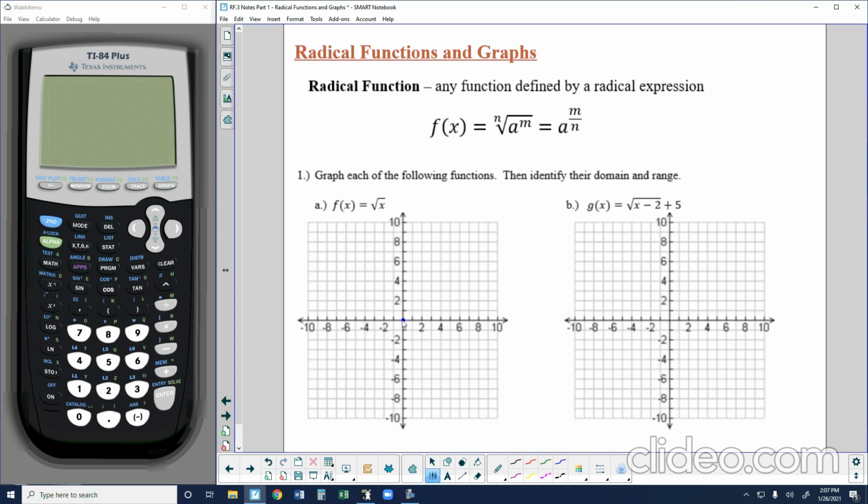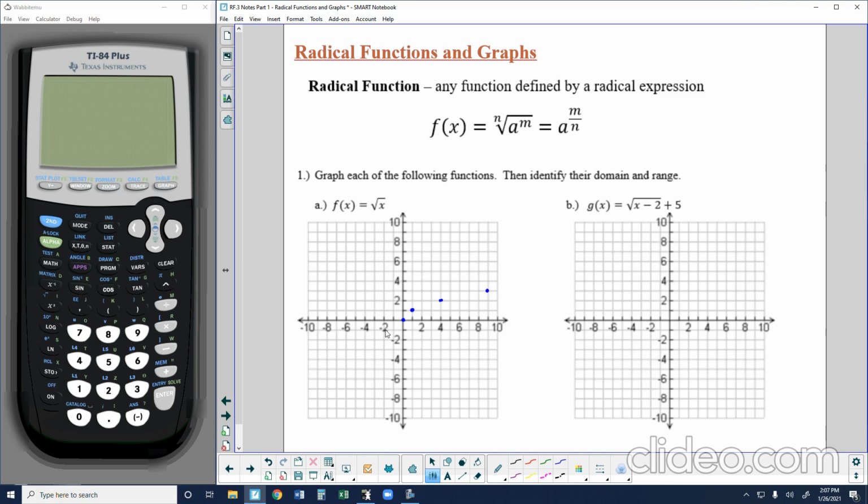The square root of 1 would be 1. The square root of 4 would be 2. The square root of 9 would be 3, and so on and so forth. So these would be the points that fit on our graph. Notice that it only goes here to the right.